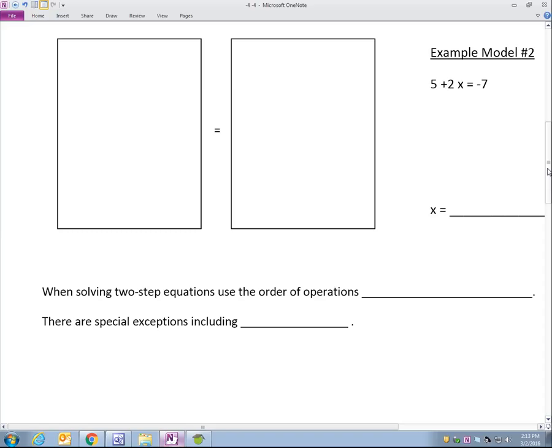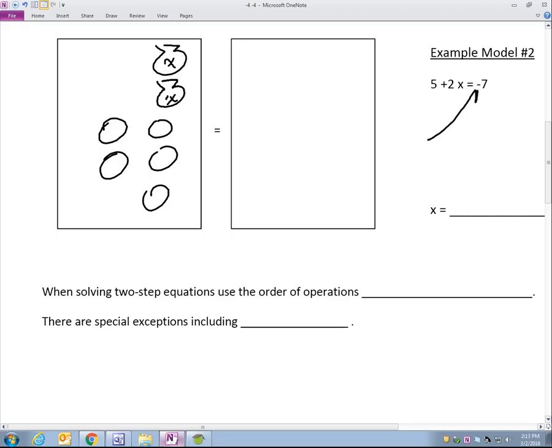Example, model 2. So now we have 5 plus 2x equals negative 7. So I have, once again, 2 bags of X amount of coins. Then I have 5: 1, 2, 3, 4, 5. And, ooh, how am I going to indicate a negative? Let's do negative.